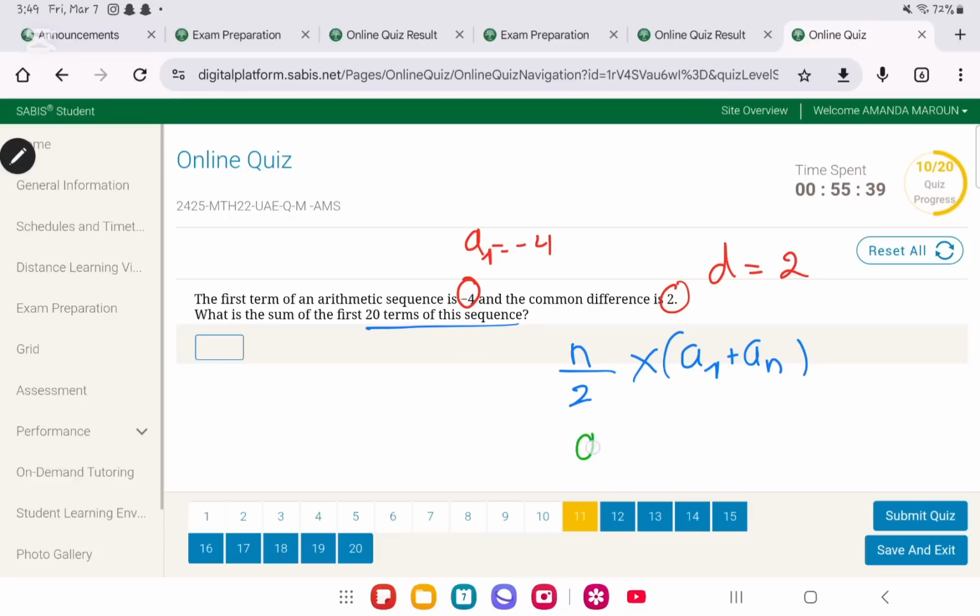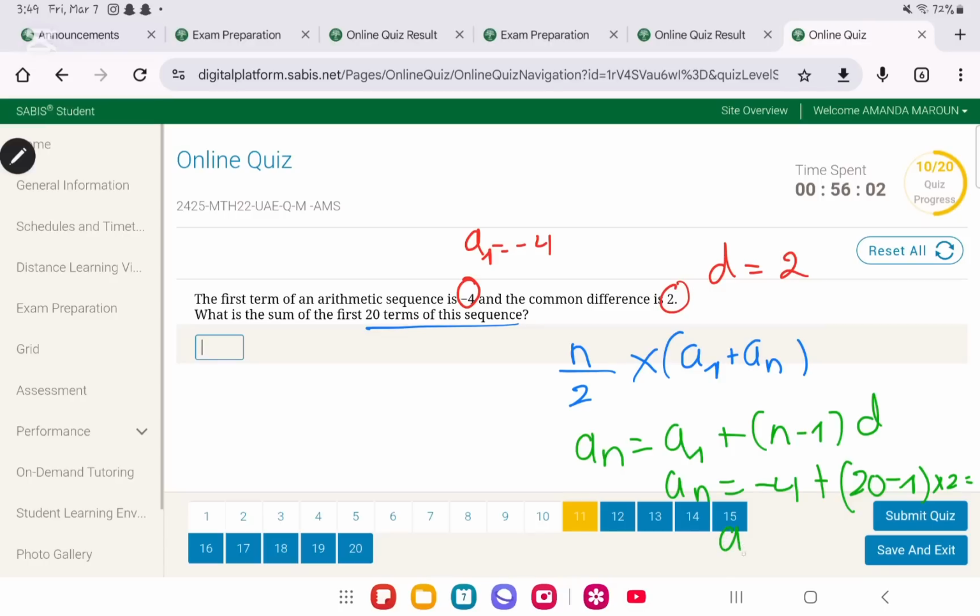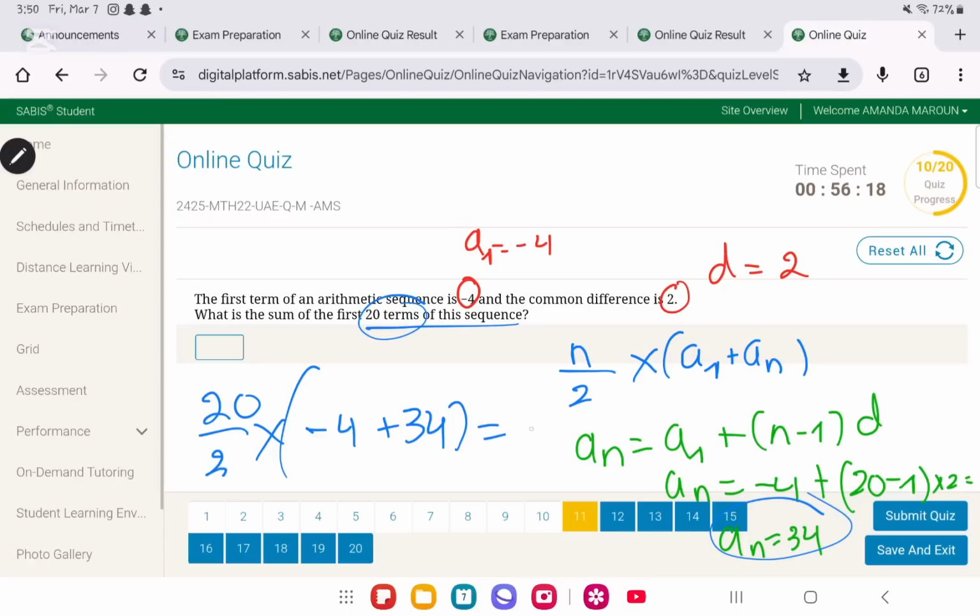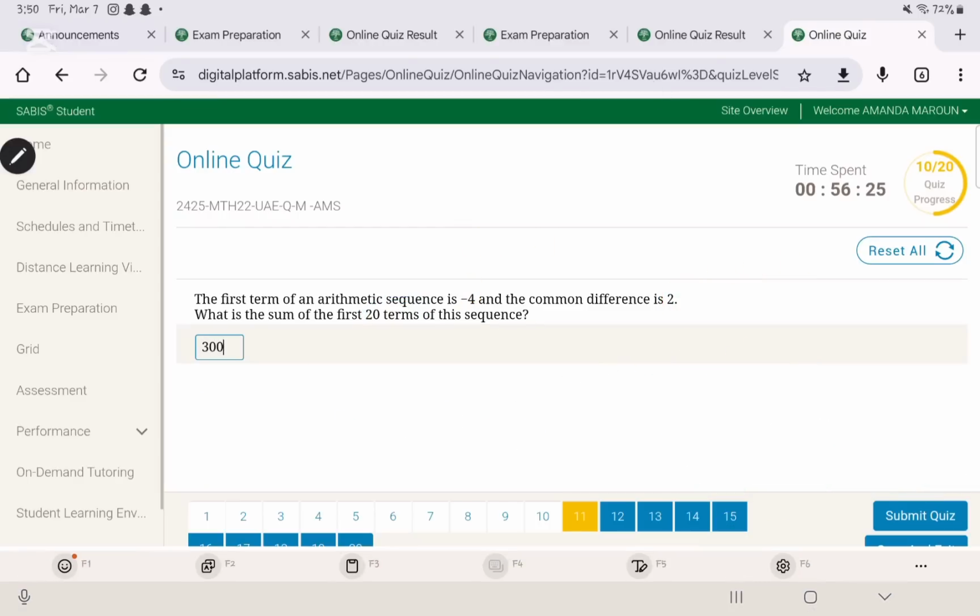Very simply, to find an, it is going to be a1 plus n minus 1 times the common difference d. So an is equal to a1, which is minus 4, plus 20 minus 1 times the common difference d, which is 2. You put it on your calculator, you will get an answer that an is 34. So now, you want the first 20 terms, so it's going to be 20 over 2 times a1, which is minus 4, plus an, which is 34, and you will get your answer, which is 300. So the sum of the first 20 terms in this sequence is 300.